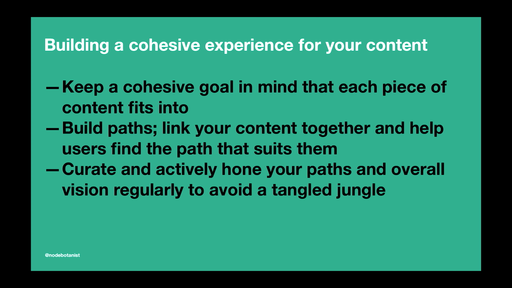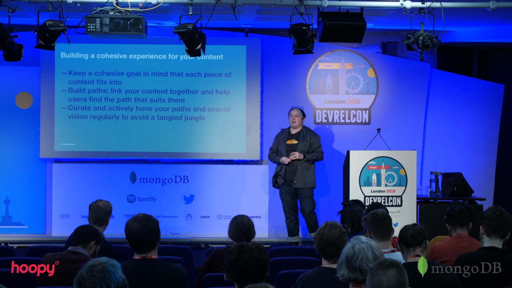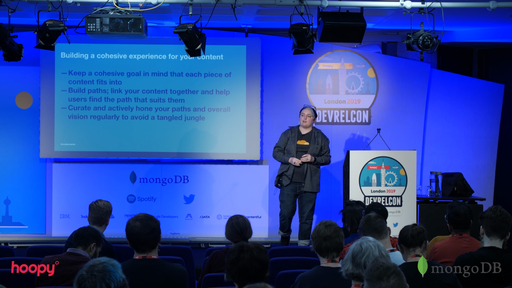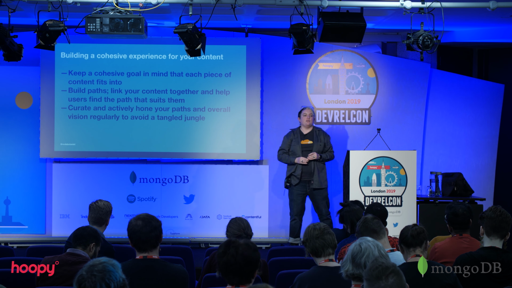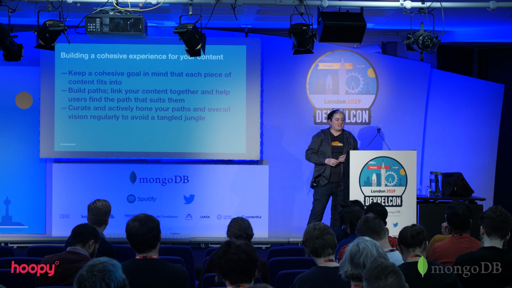You want to build paths. You want to think about the happy path for each individual user. Not literally each individual user, but create personas and think, what is the happy path for someone who's just started development and wants to use my API? What is the happy path for an expert who just wants to look up a piece of reference? What is the sad path for a new user? When do they get stuck? When do they get lost?